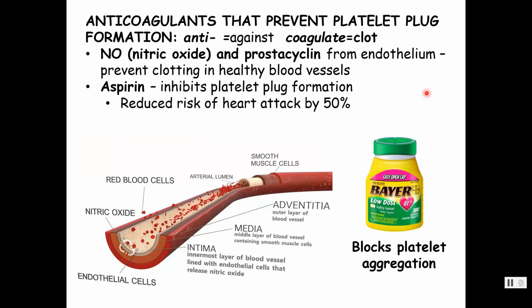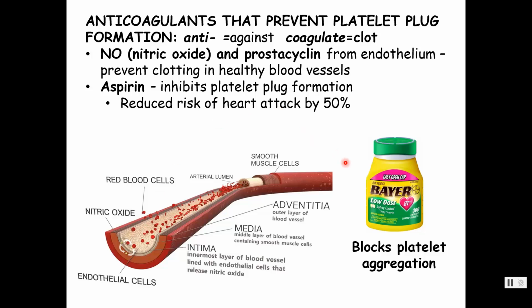So we're also going to be talking about preventing inappropriate blood clotting. So anticoagulants: anti means against, coagulant, so against blood clot formation. Since one of the major steps in this process is formation of that platelet plug, what we don't want to see is blood clots inside of healthy vessels. So what healthy vessels do is that endothelium, the cells lining a blood vessel, release anticoagulants, things like nitric oxide and prostacyclin.